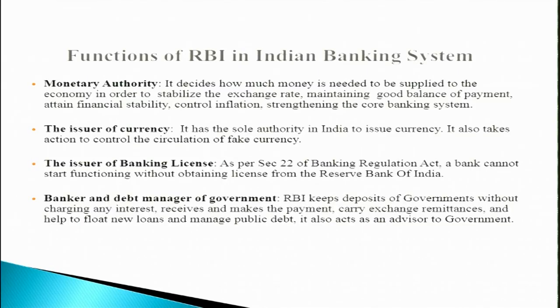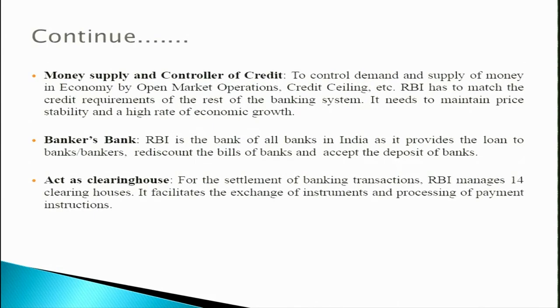Banker and debt manager of government: RBI keeps deposits of the government without charging any interest. It receives and makes payments, carries out exchange remittance, and helps to float new loans and manage public debt. It also acts as an advisor to the government. So this is the banker to the government. Money supply and controller of credit: to control the demand and supply of money in the economy by open market operations, credit selling, RBI has to match the credit requirement of the rest of the banking system.